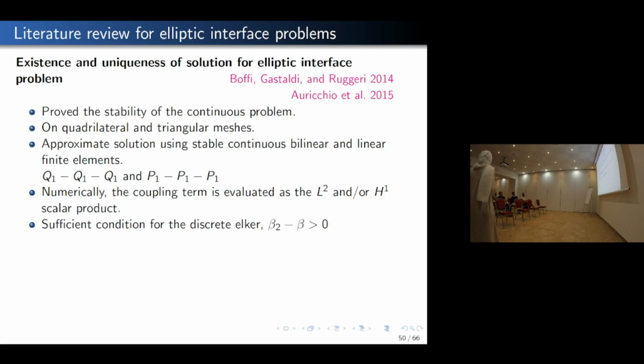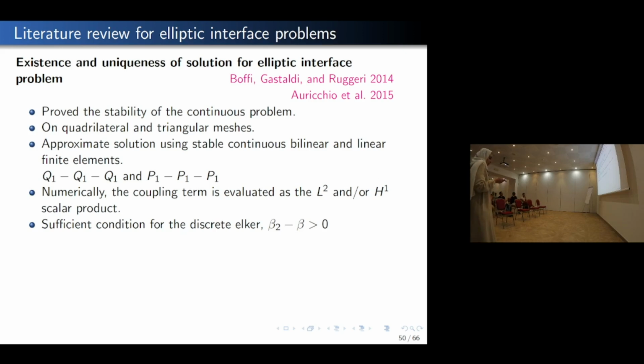This problem has been studied before, in those two papers published in 2014 and 2015, where they use quadrilateral and triangular meshes, two different papers, two different works, and they approximate the solution using stable continuous bilinear and linear elements, Q1, Q1, Q1 and P1, P1, P1, to approximate solutions in VH, which is the discretization space of V, V2, and lambda.